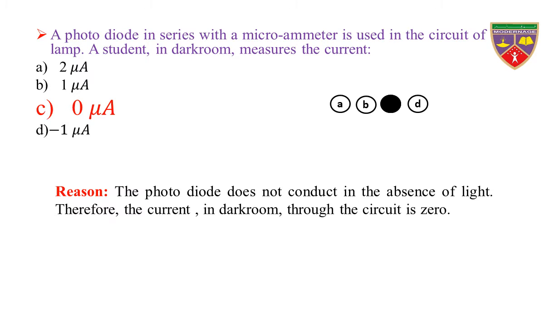Reason. The photodiode does not conduct in the absence of light. Therefore, the current in dark room through the circuit is zero. Hence, the student measures 0 microampere.